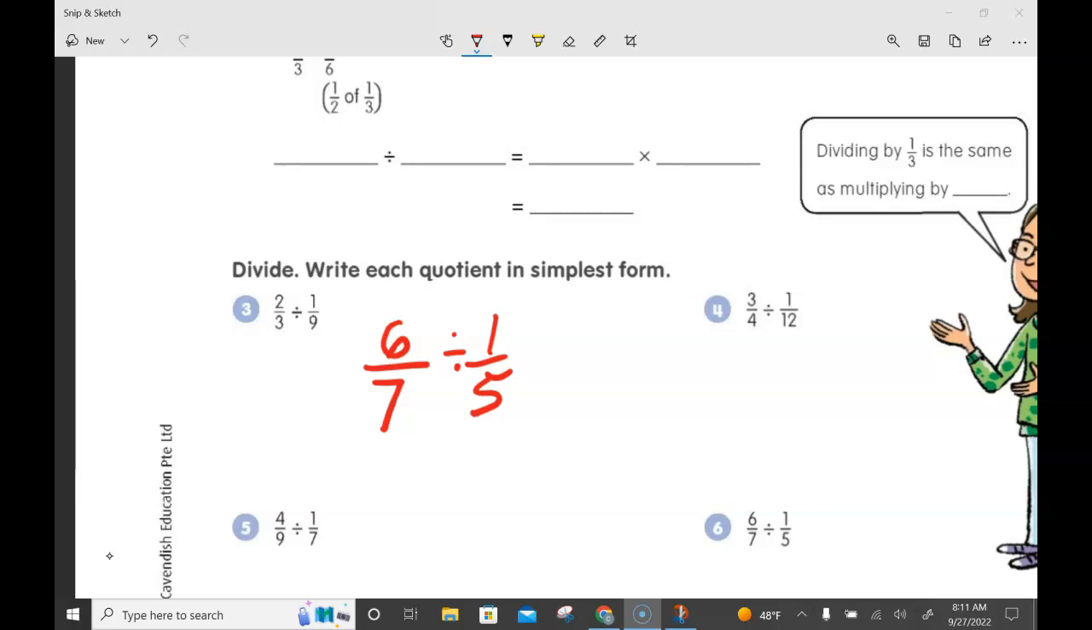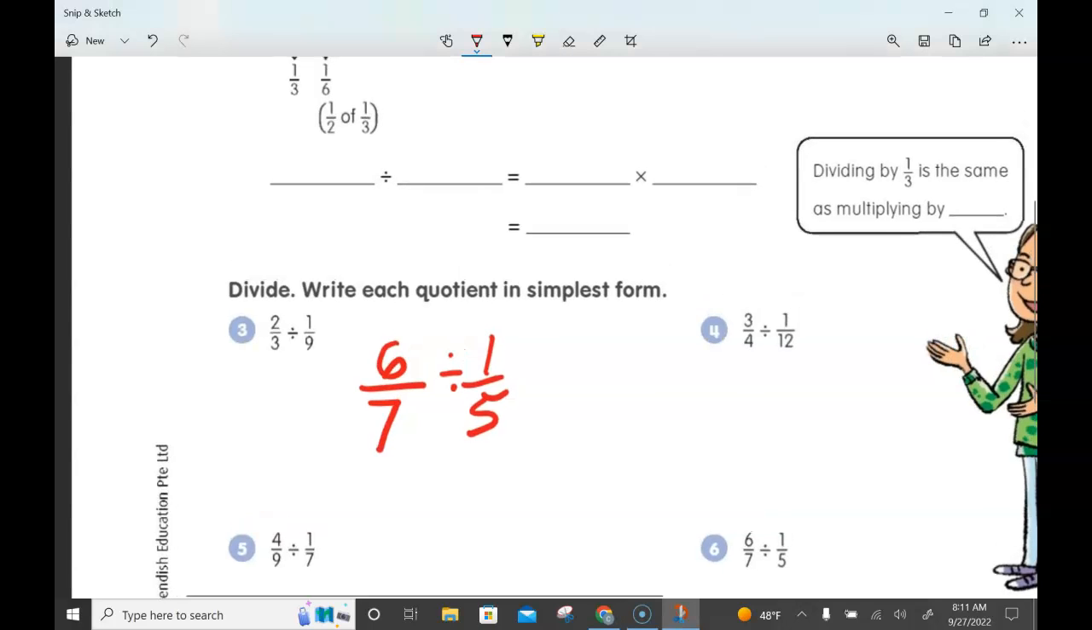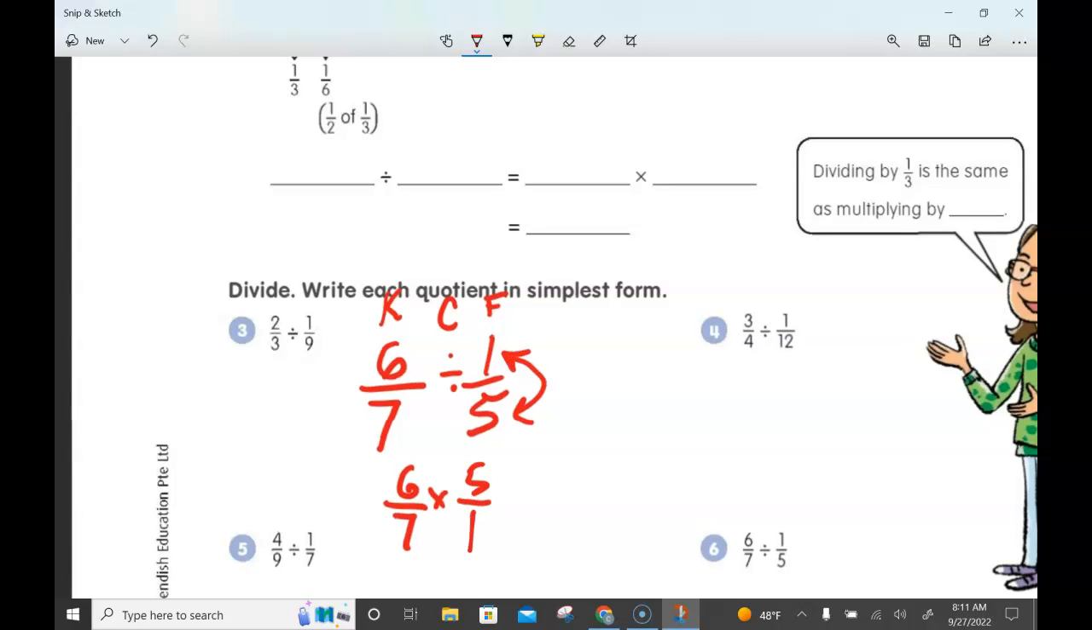Now let's take a look at number 6. We have 6/7 divided by 1/5. So once again, you keep, change, flip. Every single time whenever you're dividing fractions, you keep the 6/7, you change division to multiplication, and then you flip the reciprocal to 5/1.